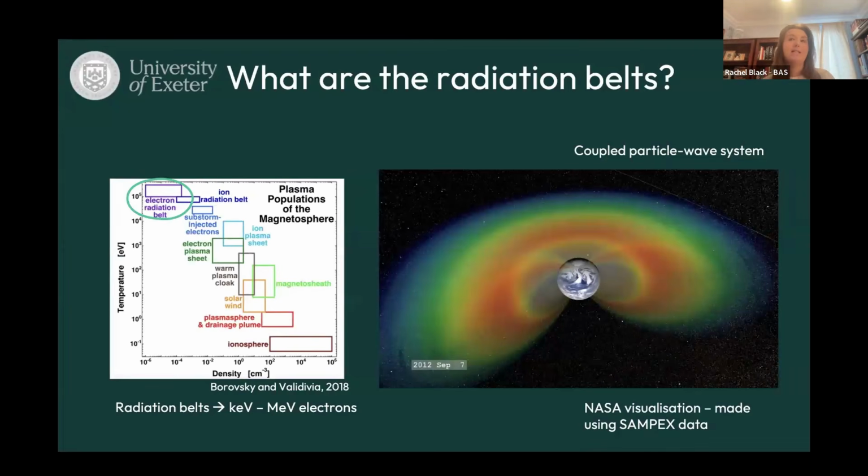So just to first set the scene, what are the radiation belts? The radiation belts are an energetic particle population that are trapped in Earth's magnetic field.